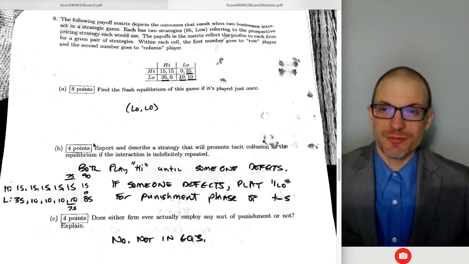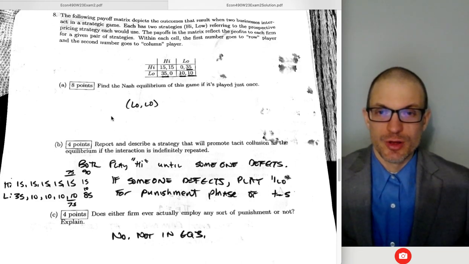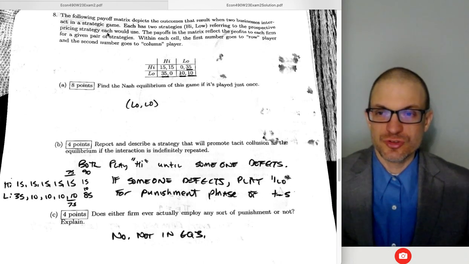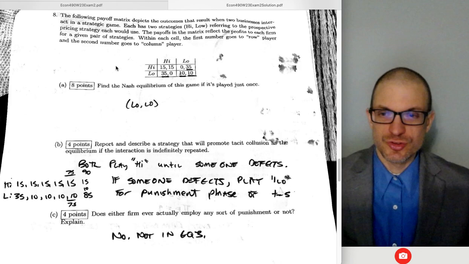Okay, so the following payoff matrix depicts the outcomes that result when two businesses interact in a strategic game. Each has two strategies, high and low, referring to the prospective pricing strategy each would use. The payoffs in the matrix reflect the profits to each for a pair of strategies. Within each cell, the first number goes to the row player, the second number goes to the column player, right? So row strategies are choosing high or low, which puts us in the top row or bottom row. Column strategies are high or low, which puts us in the left column or right column.